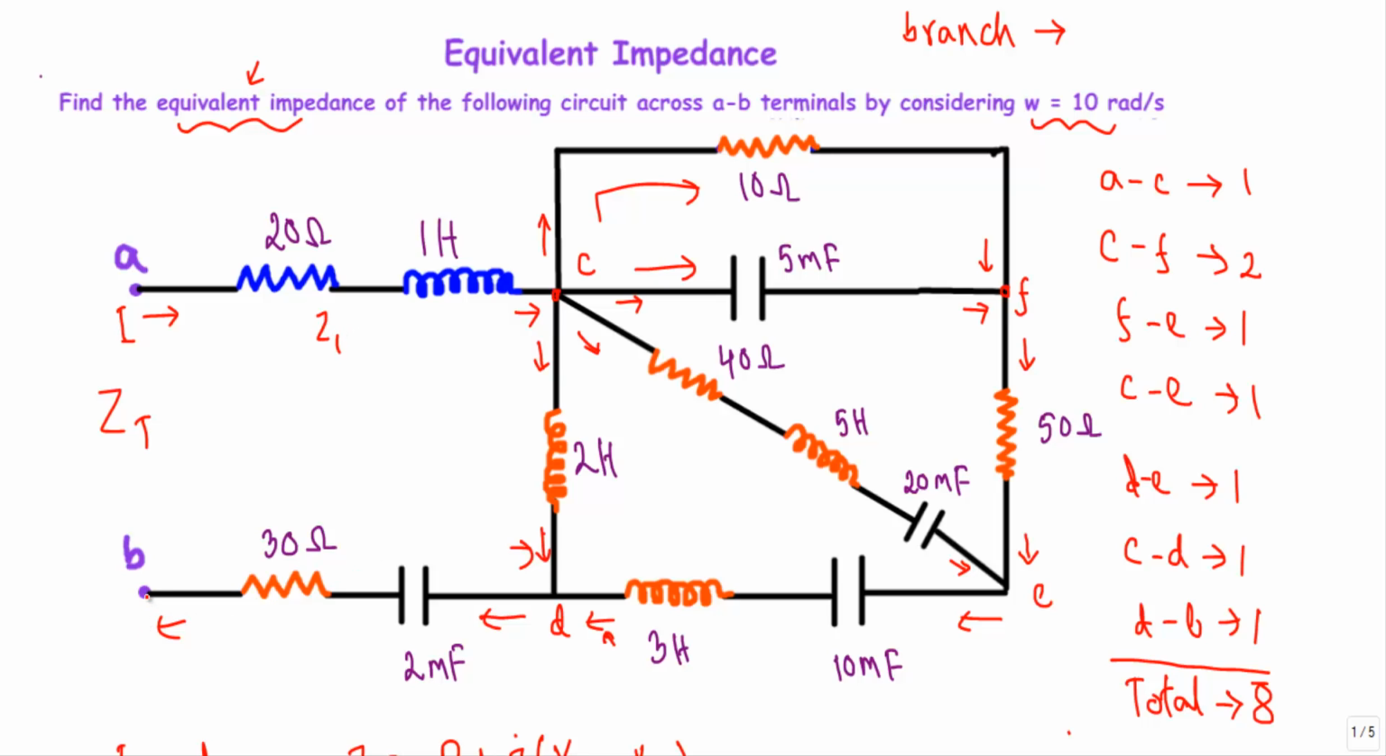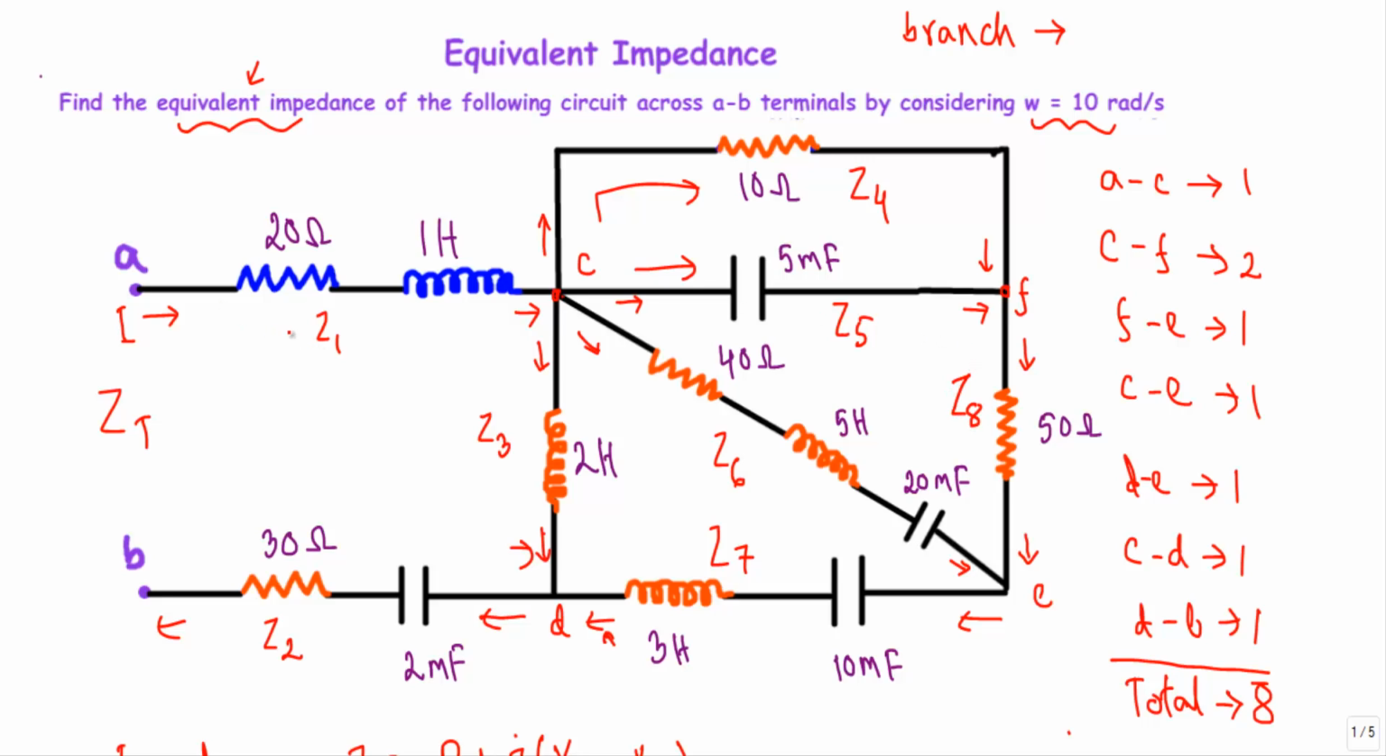The branch between this B2D terminal, let's say, has a branch impedance of Z2. The branch between this C2D terminal has branch impedance of Z3. The branch between this C2F terminal consists of a 10 ohm resistor and has branch impedance of Z4, and this branch has a branch impedance of Z5. The branch between C2E terminal has a branch impedance of Z6. The branch impedance between this D2E terminal, let's say, has a branch impedance of Z7, and between this F2E terminal has a branch impedance of Z8.